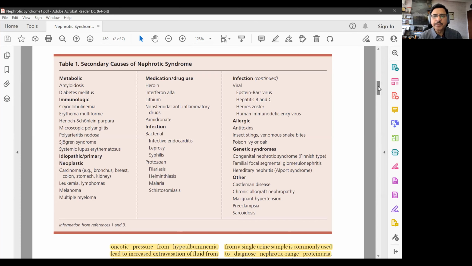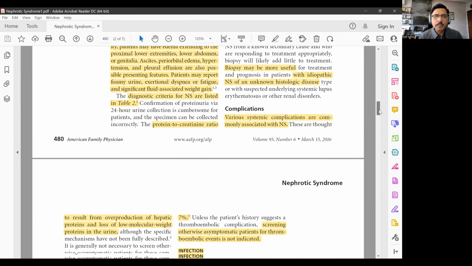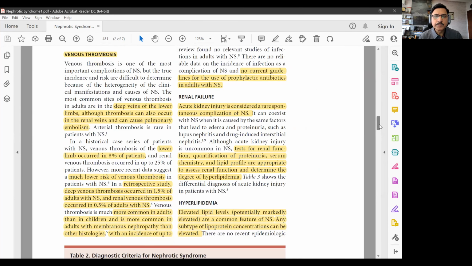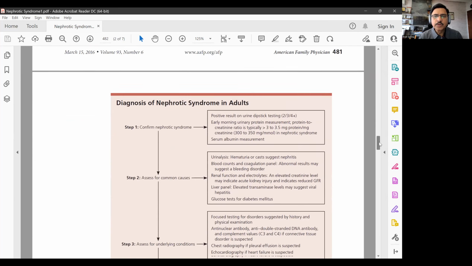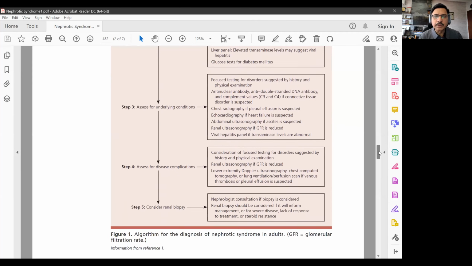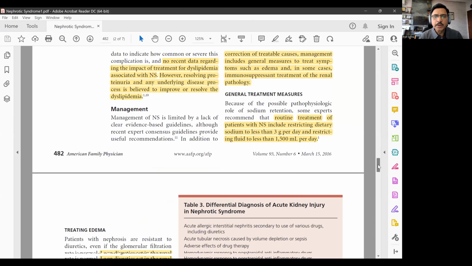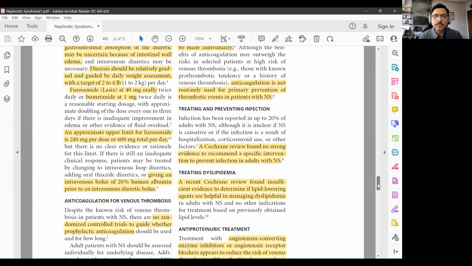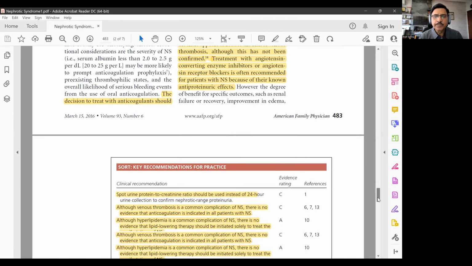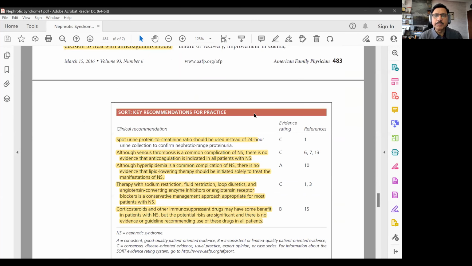Okay. Now, okay, sir. The diagnostic criteria slide you have presented. This assessment also you have presented very nicely. The differential diagnosis also you have presented in the slide. Yeah, this is what is important. Key important practice guidelines. Okay.